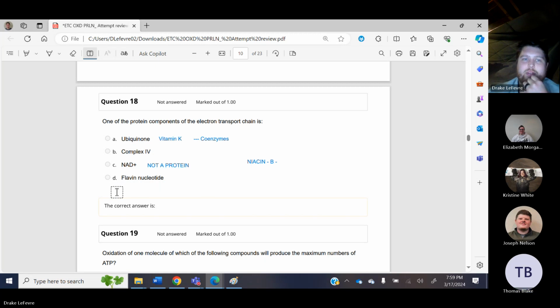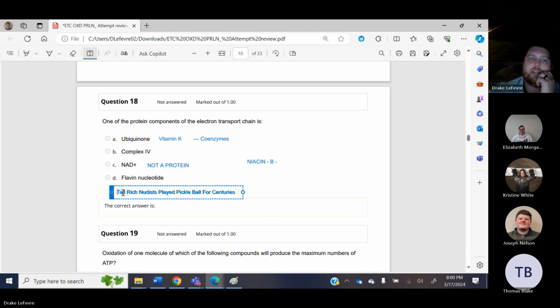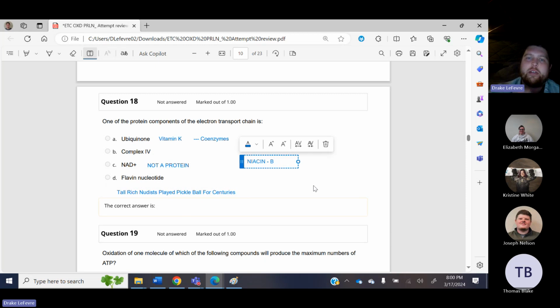B3? 1 or 3, I can't remember which one. Niacin. All rich nudists played pickle ball for centuries. Vitamin B1, thiamine; B2, riboflavin; B3, niacin. Vitamin B3. Just a little review. These will come back a lot.